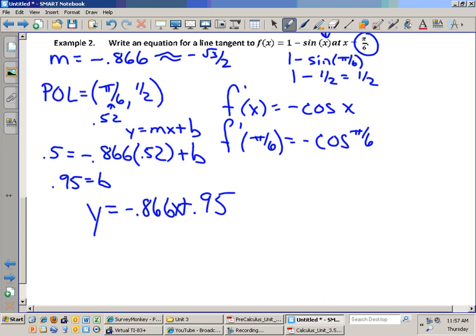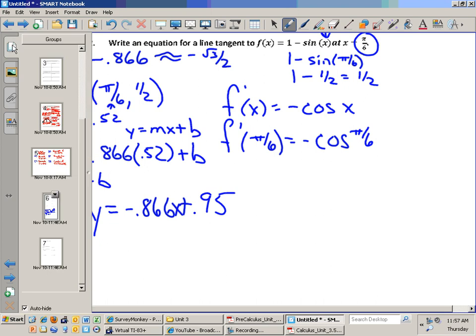Any questions how we came up with the equation for this line? If we were to graph it, I would encourage you to graph it, make sure that it's tangent on your calculator. Let's flip over to the next side.